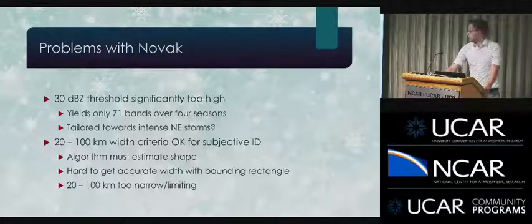The other problem with Novak's criteria is that he had a 20 to 100 kilometer width criterion, which is fine for subjective ID. I mean, that's about what you would typically identify for a band. But because we're doing this with a computer program that's not necessarily good at shape identification, we have to fit these regions with bounding rectangles. Well, we could fit with different objects, but we chose to fit with bounding rectangles. Because we do that, it's relatively hard to get an accurate width. A bounding rectangle tends to overestimate the width of an object. So using a 20 to 100 kilometer range can be too narrow or limiting.